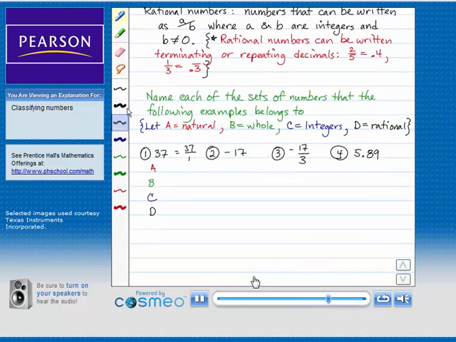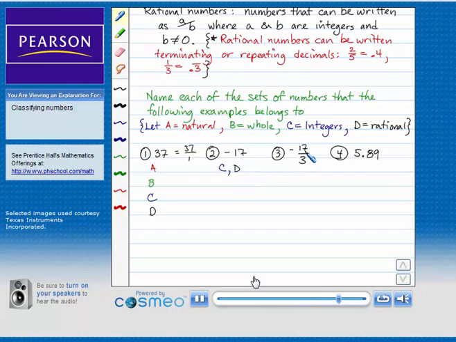Okay, well, let's see how we did. Number 2, negative 17. Right? Well, it can't be included in the natural numbers because the natural numbers, remember, began with 1. Can't be included in the whole numbers. Whole numbers began with 0. Right? It certainly can be included with the integers because integers included negative. And it could also be included with rational numbers because it can be written as negative 17 over 1. Okay? So negative 17 would be either an integer or a rational number, or both.